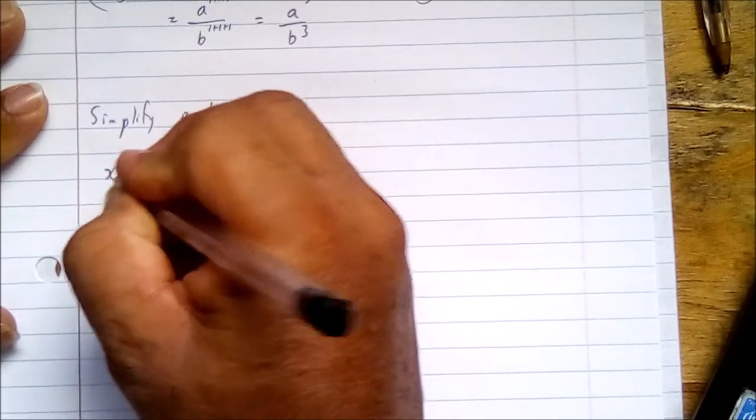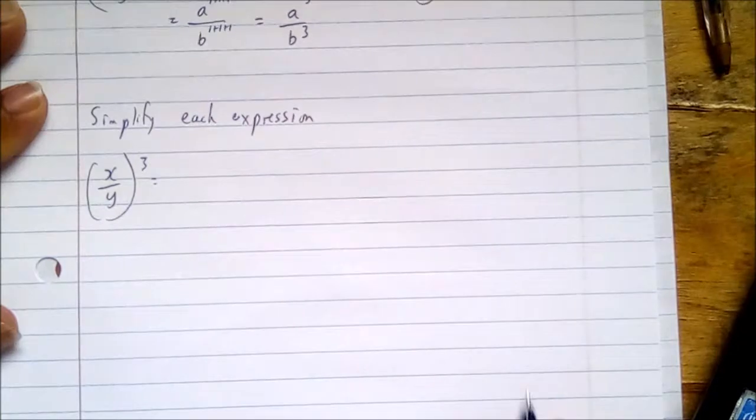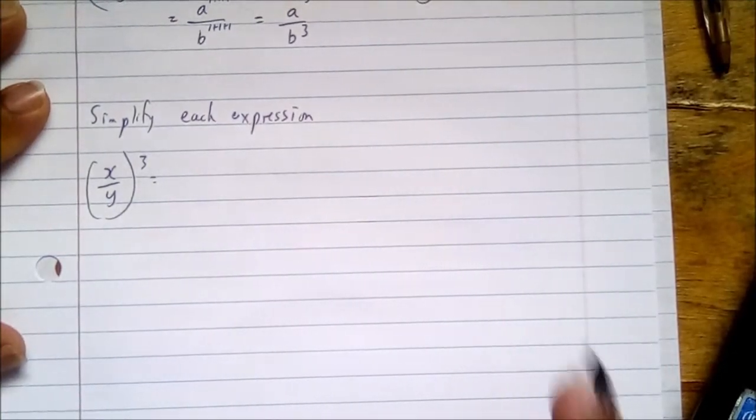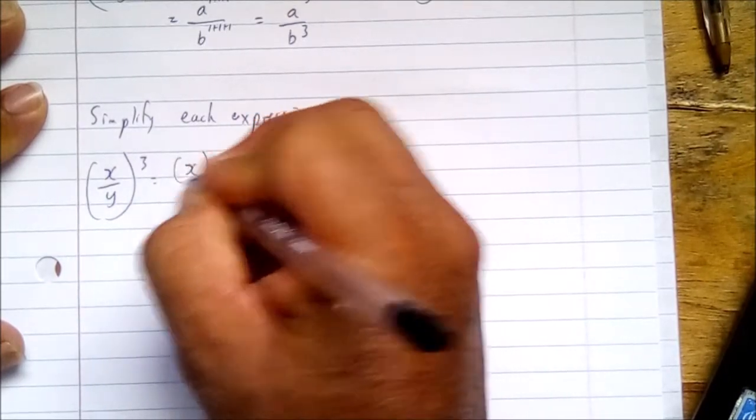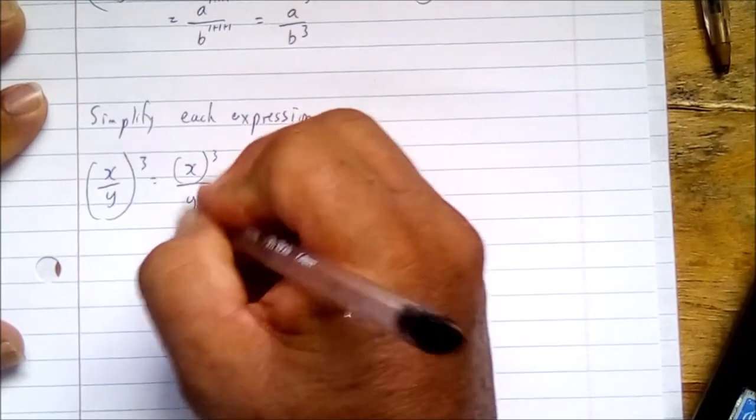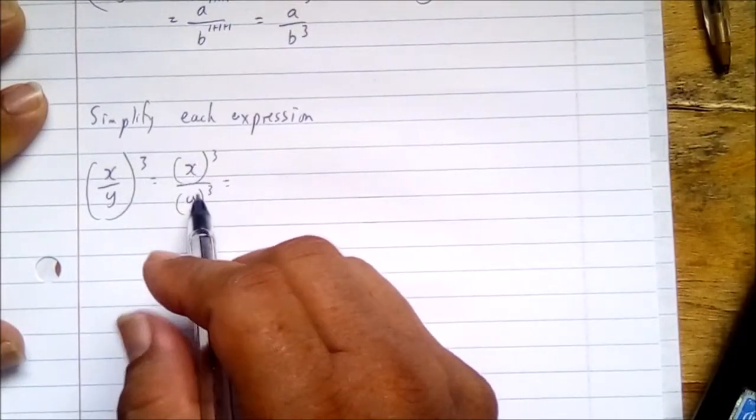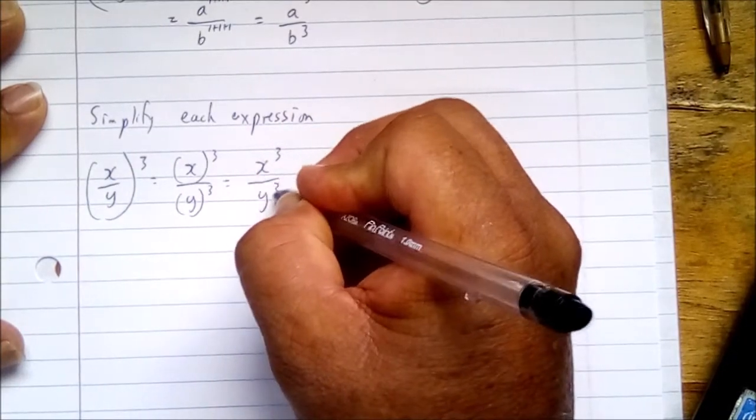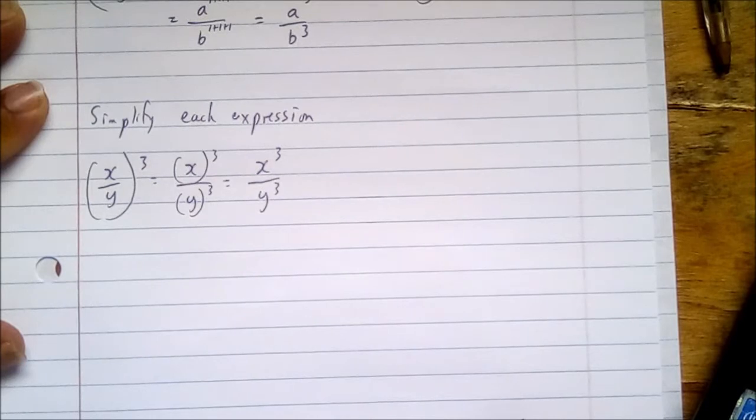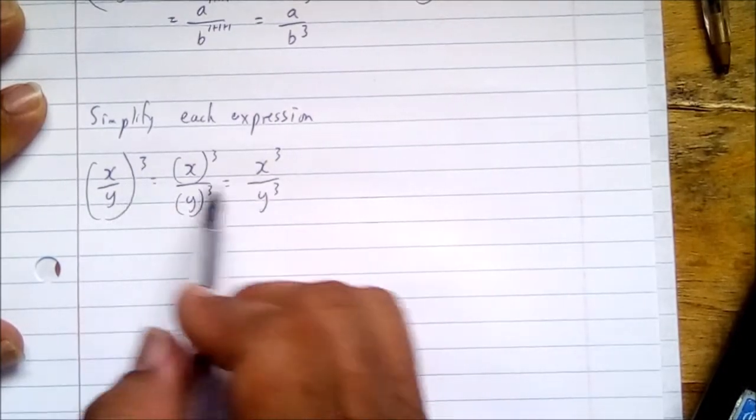Consider now the problem x over y raised to the power of 3. If we simplify this, it simply means take the top piece and the bottom piece separately. We have x to the third power over y to the third power. The power here is 1, the power here is 1, giving us x to the third over y to the third, and that's it. That's the solution for that one. Notice that the power here is 1 times 3, 3, and 1 times 3, 3.